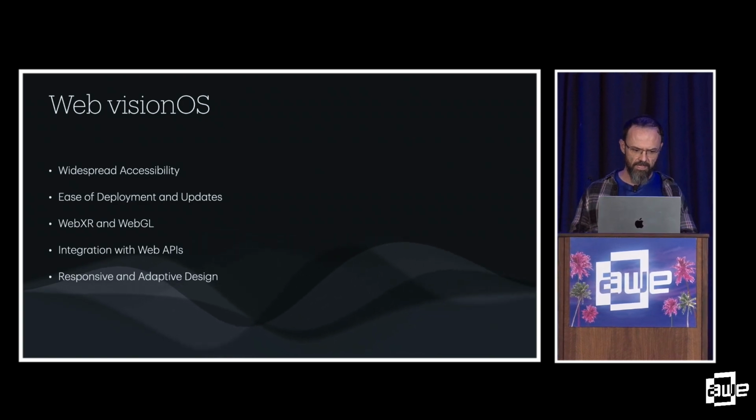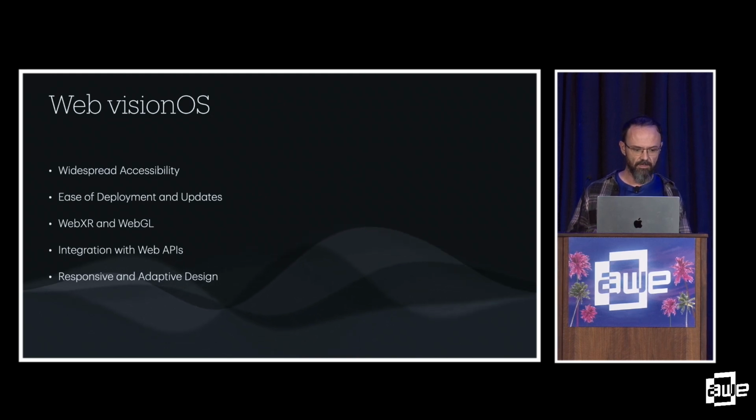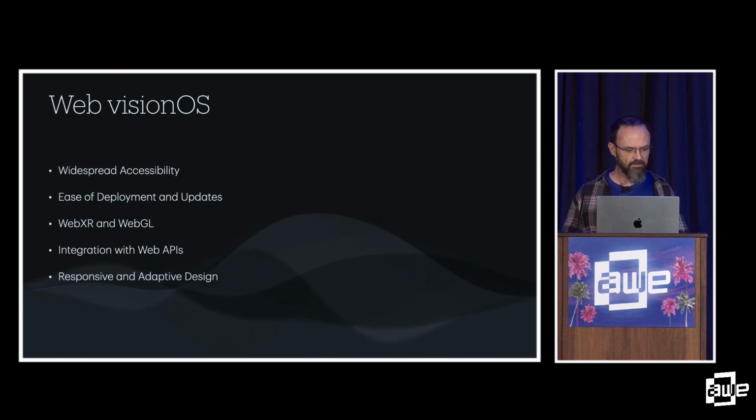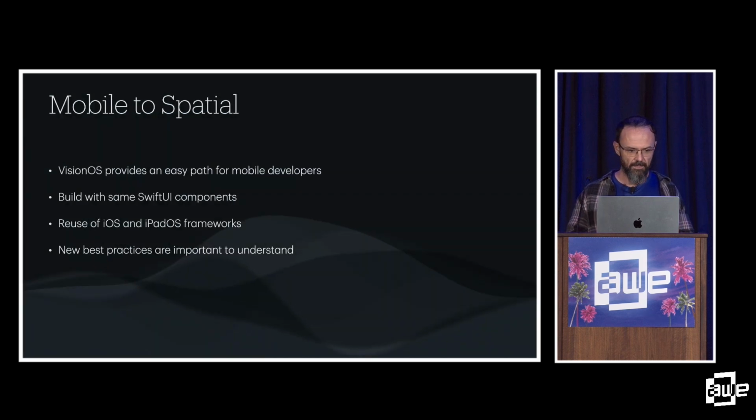We would be using WebXR and WebGL to develop our 3D components, and same thing as with the native VisionOS SDK, we can integrate with existing web APIs, and we can benefit, of course, of having a responsive and adaptive design. Now, how to move from mobile to spatial?